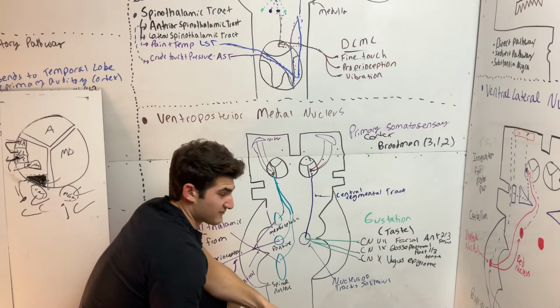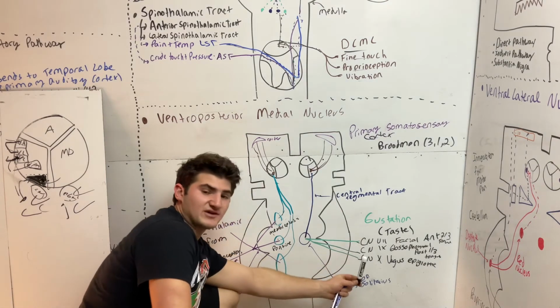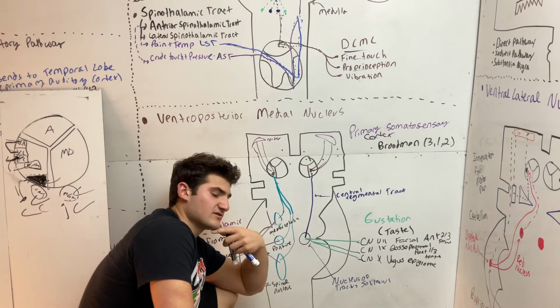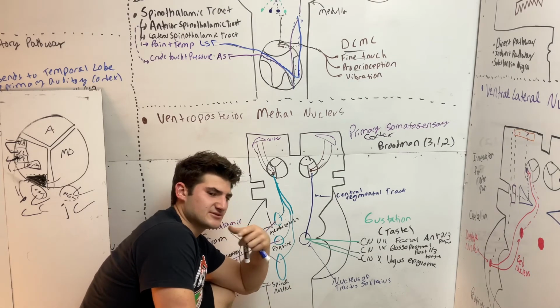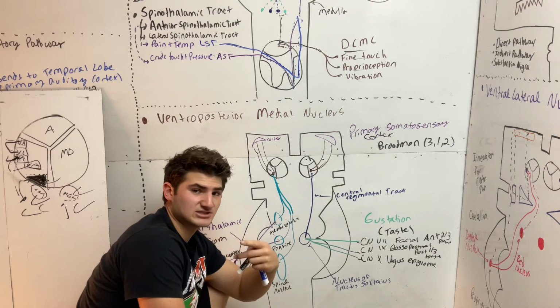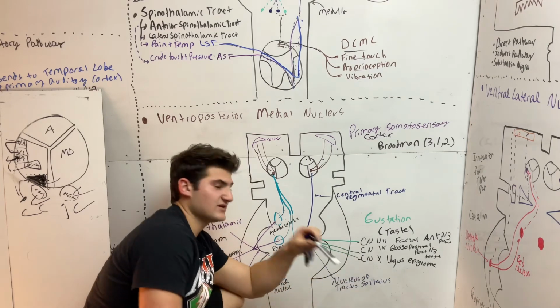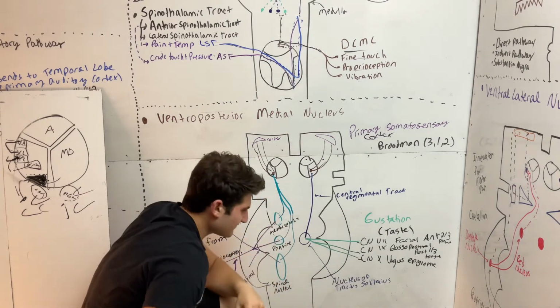Now, for gustation, right? This is for taste. You have cranial nerve 7, which is your facial nerve. It's mainly the anterior 2/3 of the tongue. Cranial nerve 9, glossopharyngeal, posterior 1/3 of the tongue for taste. Cranial nerve 10, the vagus nerve, right? It's like the epiglottis and stuff.